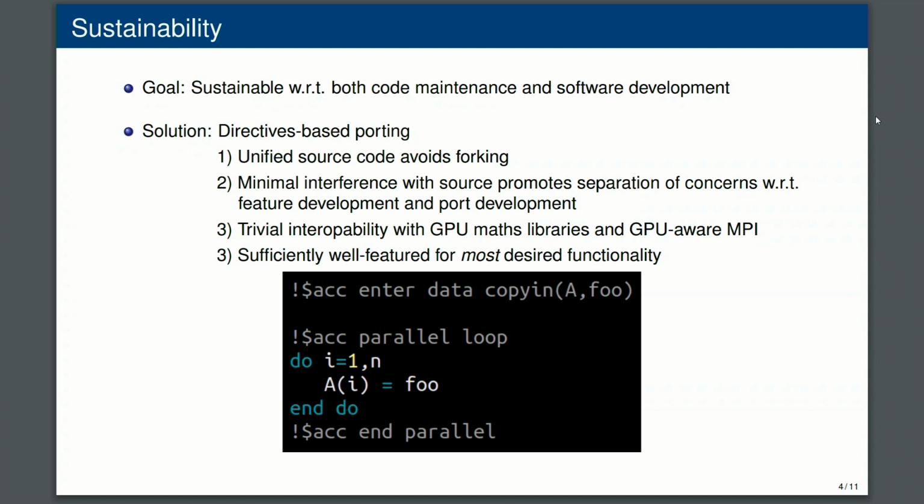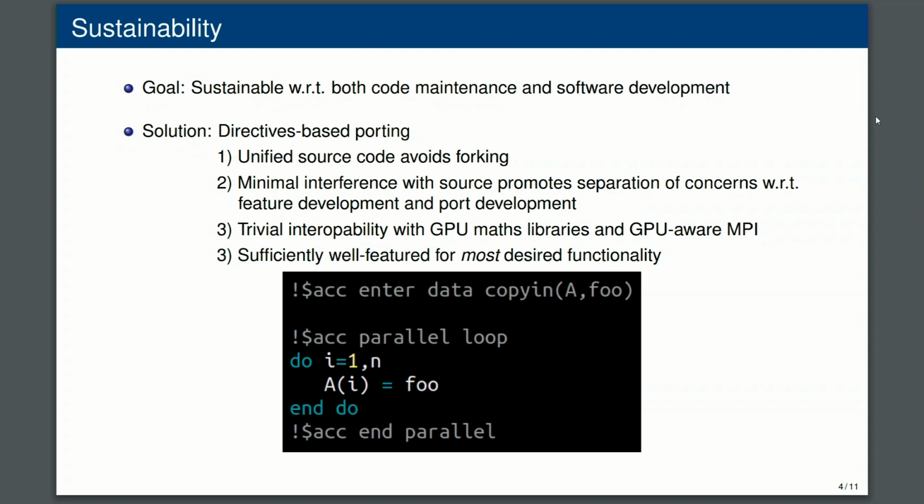So what do we mean by sustainability with the code? Well, particularly we're thinking about sustainability with respect to code maintenance and also software development. And our solution to achieve both of these goals was to take a directives-based approach to porting rather than using a proprietary language such as CUDA.